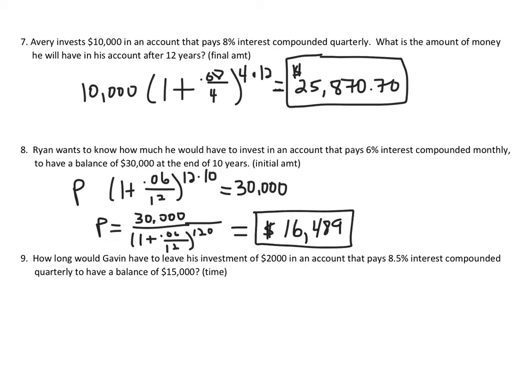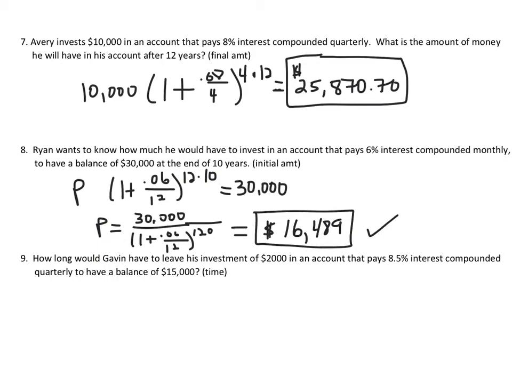So the answer is $16,489. So just make sure that your answer makes sense. If your amount is going to grow to 30,000, of course it needs to be less than 30,000 when you start. So your principal amount should be less than 30,000, and this is. So my answer makes sense, so I'm going to put a big old check mark there.